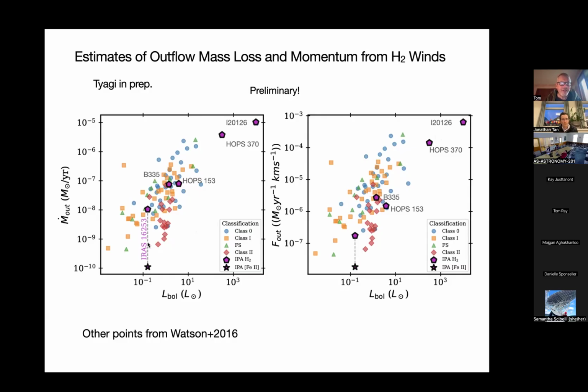Interestingly, for IRAS 16253, the object that I showed was in a quiescent phase, the mass outflow rate from the wind is orders of magnitude higher than the outflow rate we calculate for the jet. And that's really interesting. We're still, as I said, this is preliminary. We're still thinking about it, but I think it's a fairly well-established result.